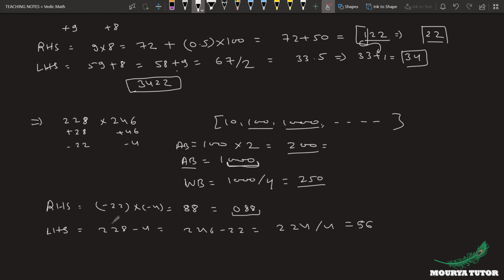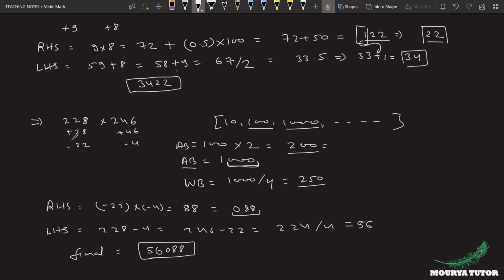Correct. Now we don't have a decimal number here, and so we need not add anything into the RHS, right? So now let me add these two numbers together. So our final answer will be 56088. This is the multiplication answer of these two numbers.